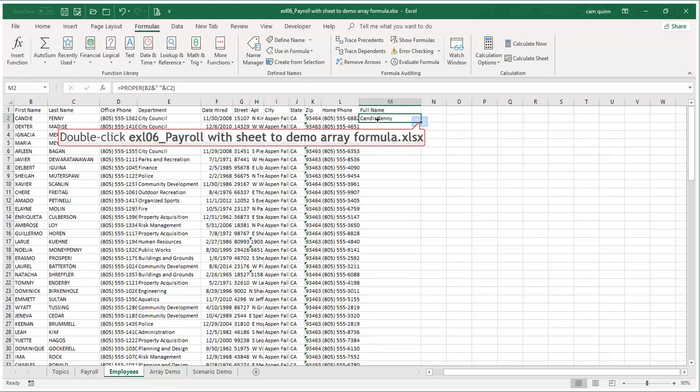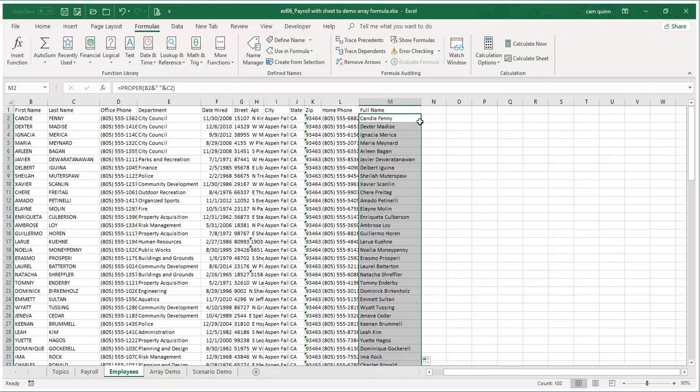Now I want to copy that function down. To do that, I'm going to simply double click on the fill handle, which will carry that function all the way down to the bottom. All right, so that is skill number 1. Skill number 2, we want to use paste options to change underlying values.